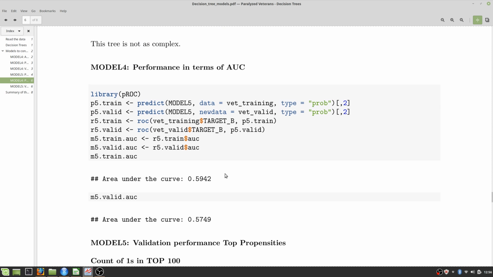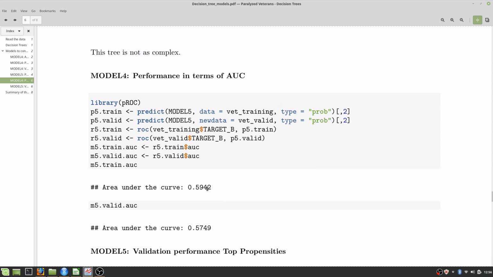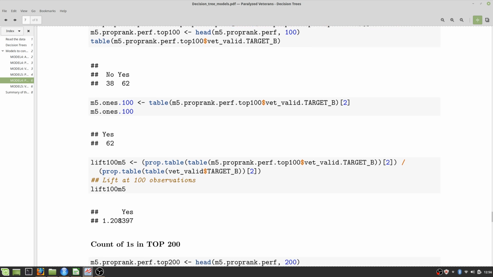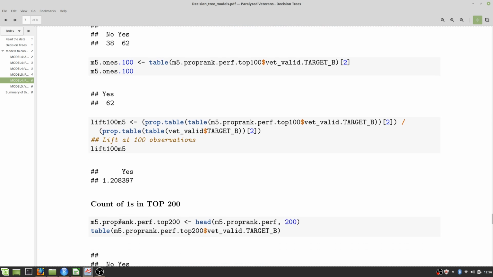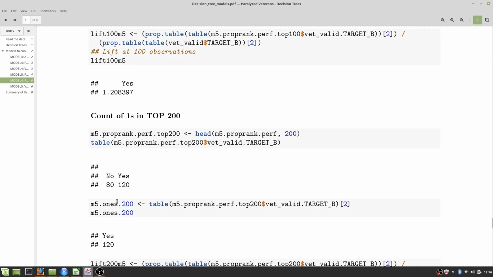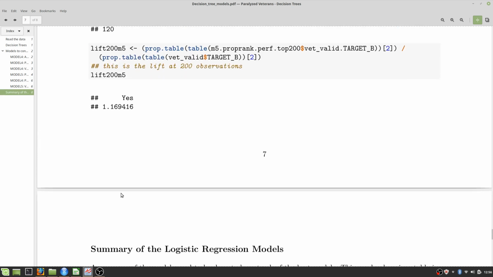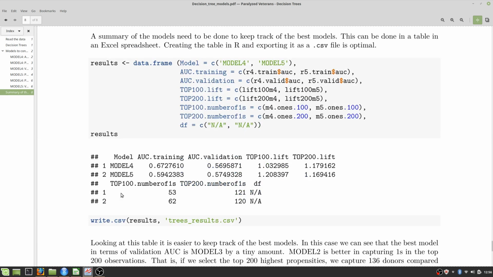In terms of AUC, we got 59.42 on the training and 57.49 on the validation. 62 out of the top 100 customers were donors, which gives us a lift of 1.20, which is a lot better than what we got before. Then 120 out of the 200 were donors, which is a 1.69 lift on the top 200 observations.